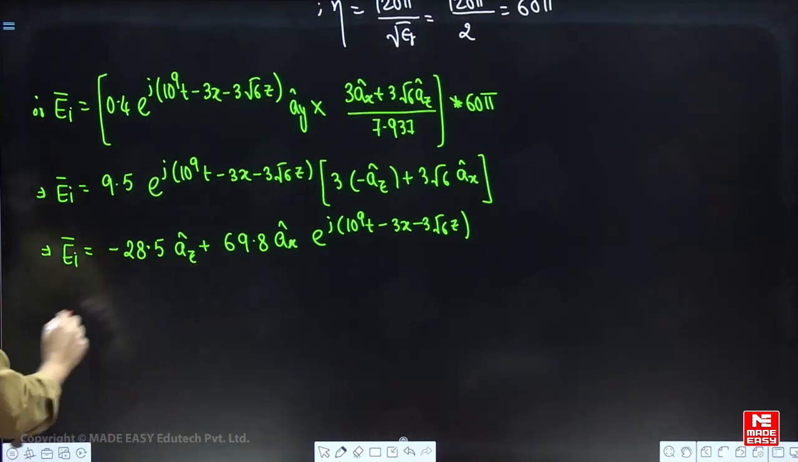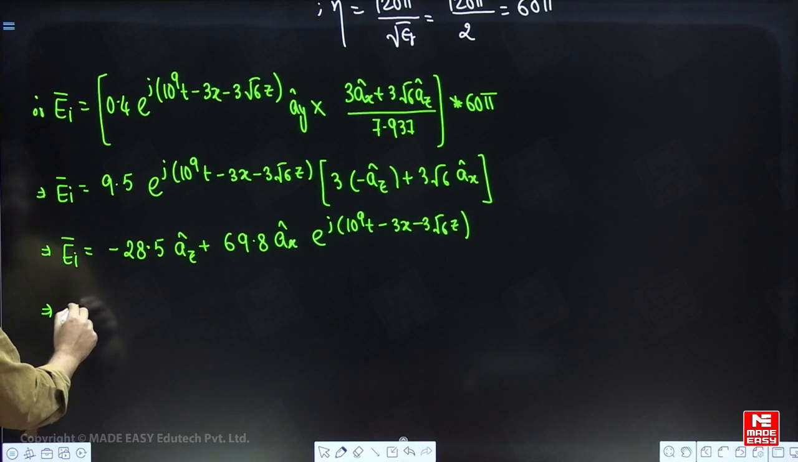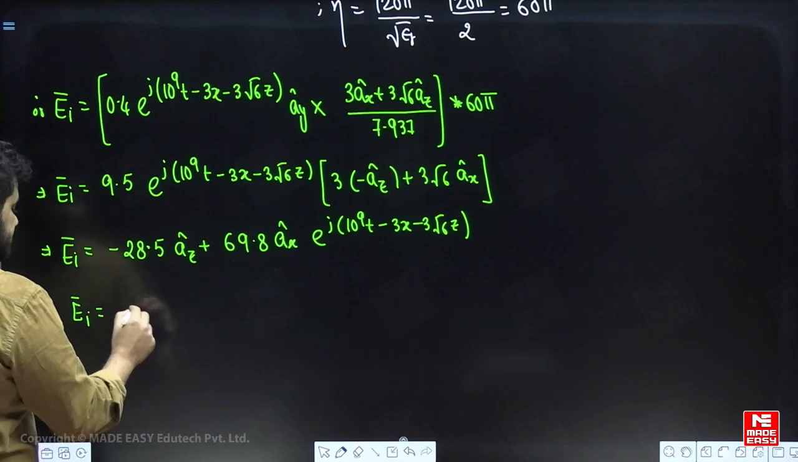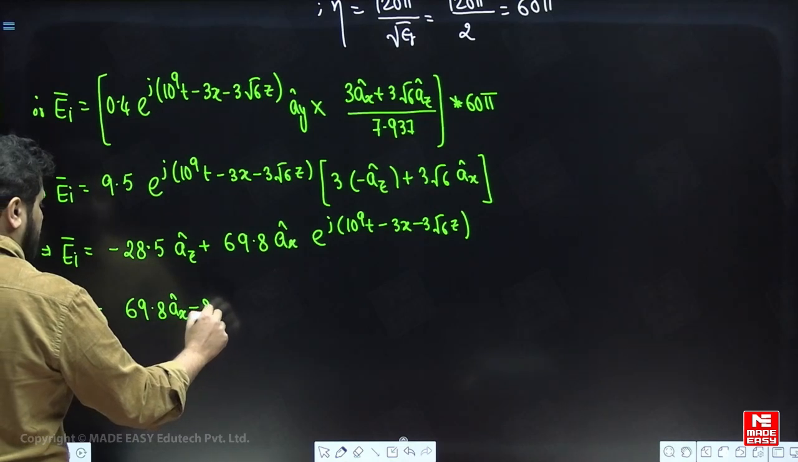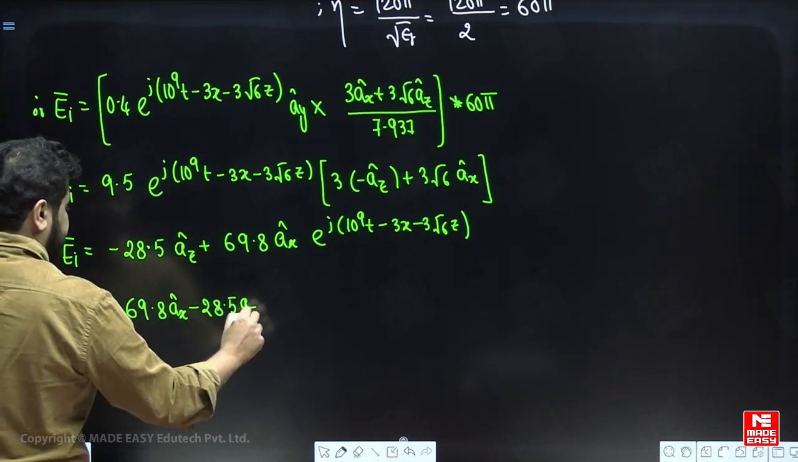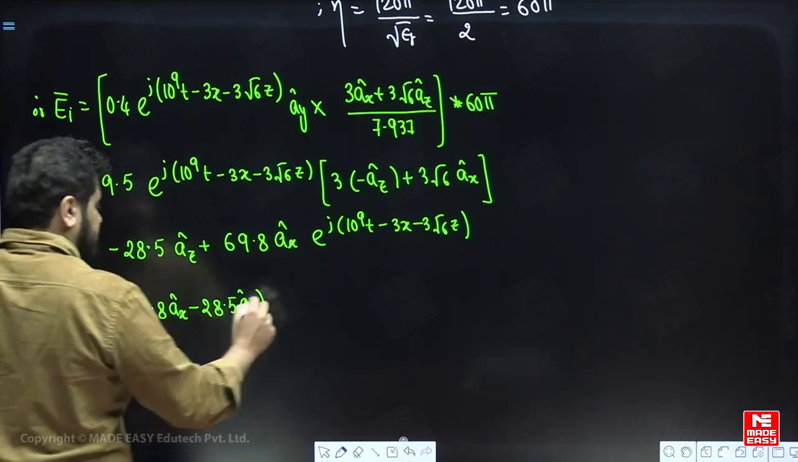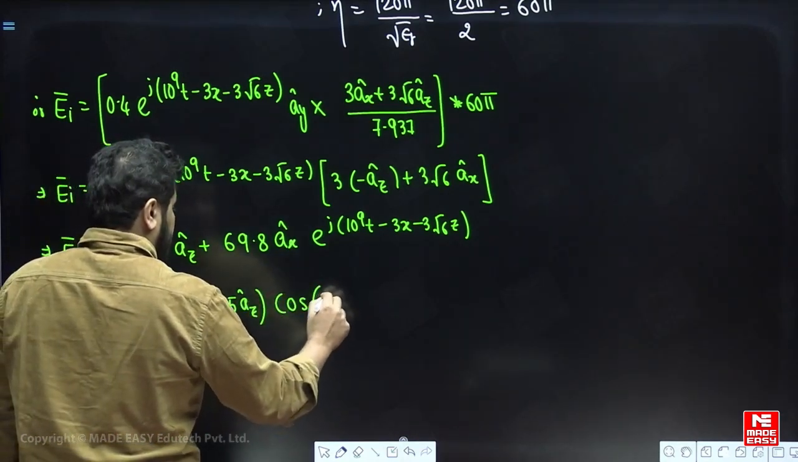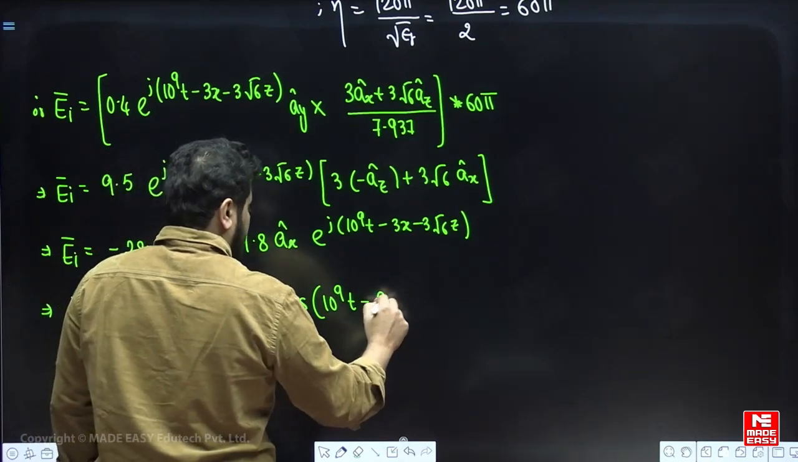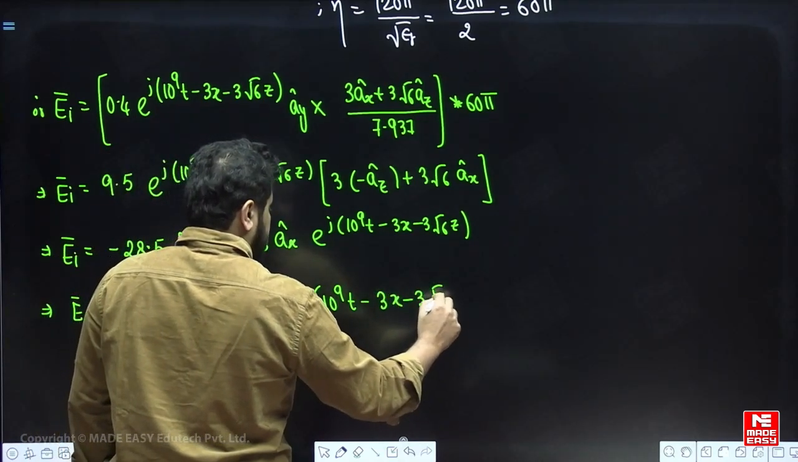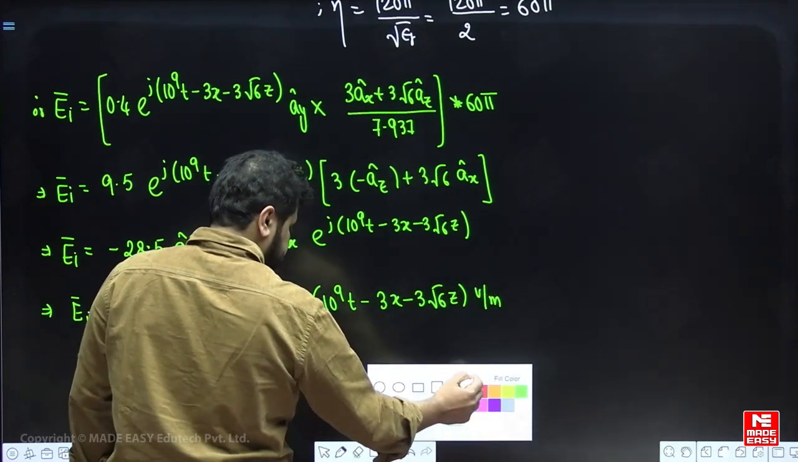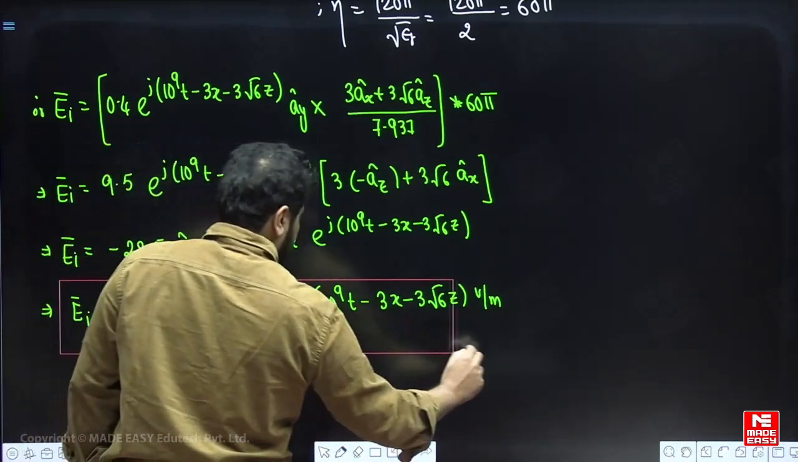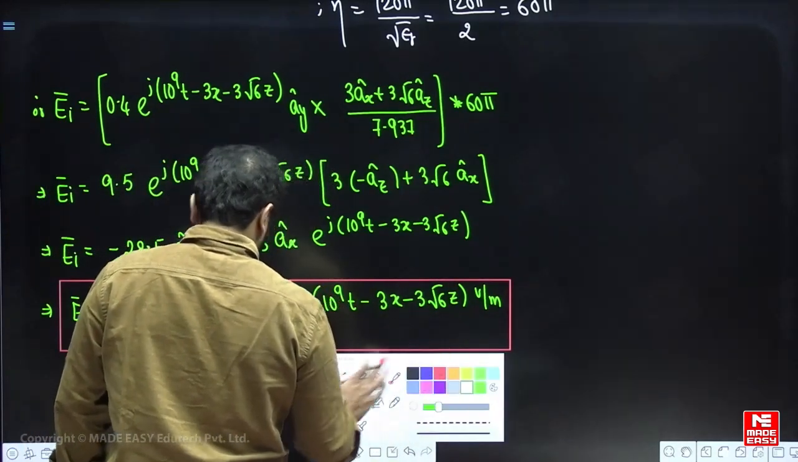Fine. So if I rearrange, if you take the real terms, it will become 69.8 ax minus 28.5 az, cos of (10^9 t minus 3x minus 3 root 6 z) volt per meter. So this should be the answer. So let us see whether option C is correct or wrong.